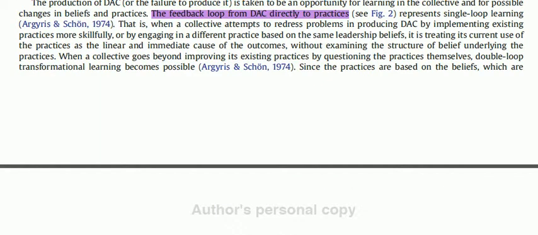Feedback loop from DAC directly to practices, see figure 2. Well, we looked at that. That is when a collective attempts to redress problems in producing it by implementing existing practices more skillfully or engaging a different practice. So that's saying, if I'm not getting the DAC that I need, I need to go back to looking at what practices are occurring. And if I'm not getting those, I need to look back at the beliefs in the system.